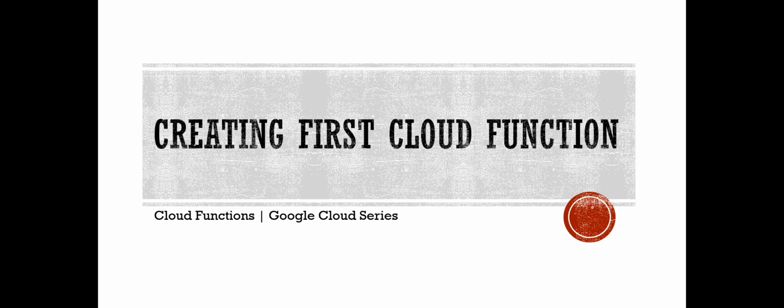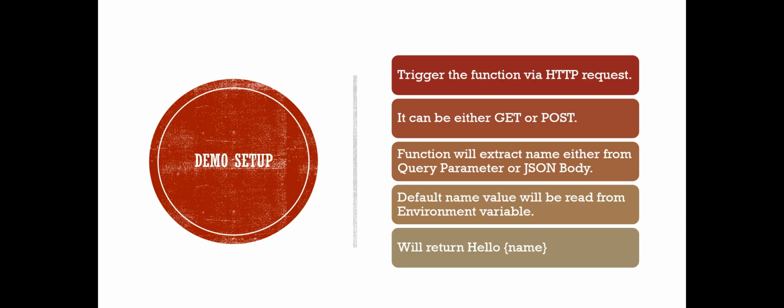So let's first understand the demo setup. It will be a simple function that will get triggered by an HTTP request and return a hello world response. The request can either be GET or POST. If the request is GET, we will extract the name from query parameter, and for POST requests, we will extract the name from the JSON body. If neither of those parameters are present, the default name will be read from environment variable. Then the function will return a simple hello name response.